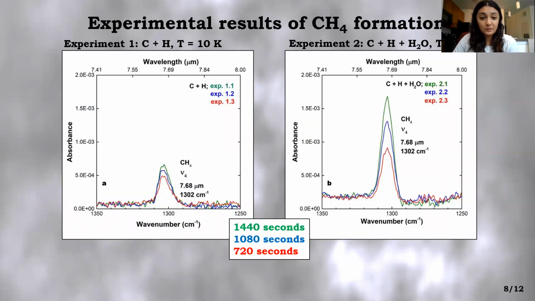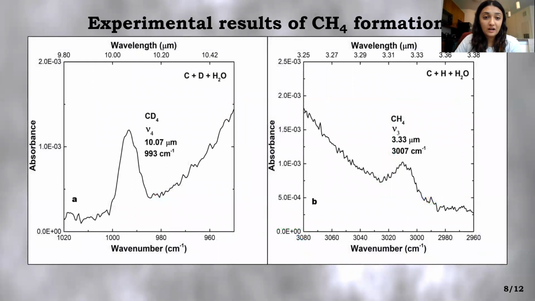So these panels show the RAIRS spectra of the CH bending mode of methane, which is the most intense vibrational mode of methane. So these were recorded after 720, 1080, and 1447 seconds of deposition in the two experiments. So you can see that this really just took a matter of minutes to acquire pretty good signal to noise data. And then for extra confirmation of methane formation, the left panel shows the isotopic shift of CD4 when D is substituted for H, and the right panel shows the presence of the weaker CH stretching mode of methane.